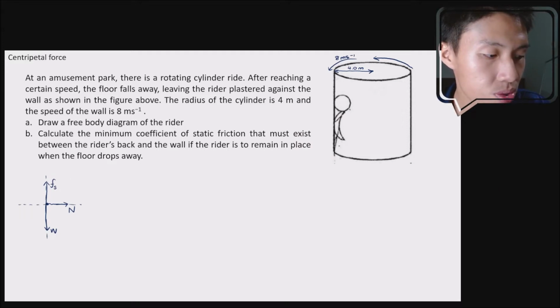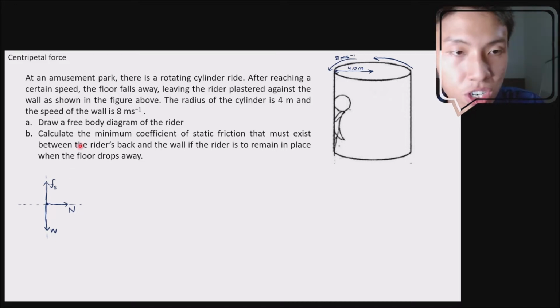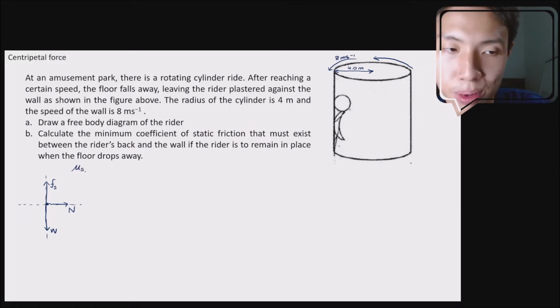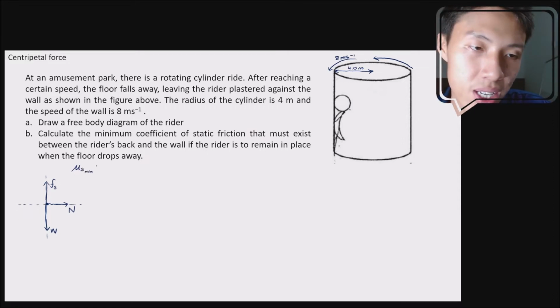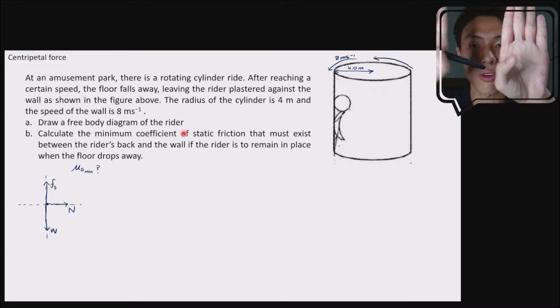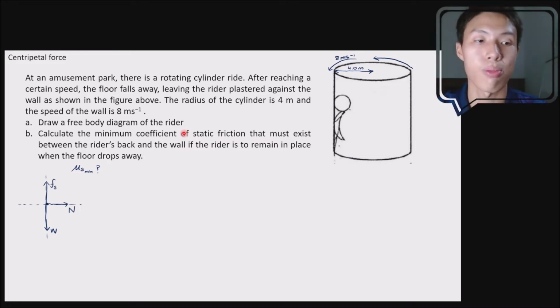Now they ask you to calculate the minimum coefficient of static friction that must exist between the rider's back and the wall if the rider is to remain in place when the floor drops away. The minimum coefficient of static friction. This is very rare. We seldom ask for minimum, we usually ask for maximum. But this one asks for the minimum static friction required so that the rider's back and the wall remain in place. There's no sliding, so the rider will not fall onto the platform.